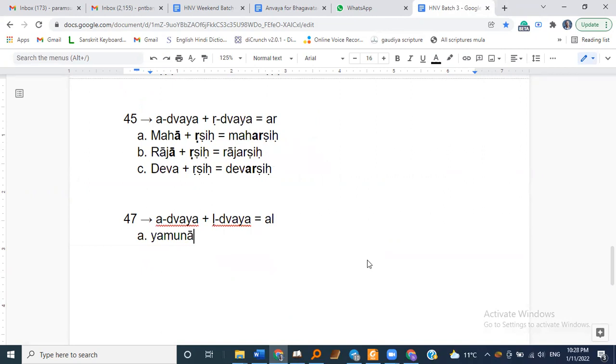For example, Yamuna Vrikarayati. So here we have one of the Advayas, which is the Trivikrama A, and then Rama. So both of them are replaced by Al, and we get Yamunal Karayate. So Yamunal Karayate. Ityadi.